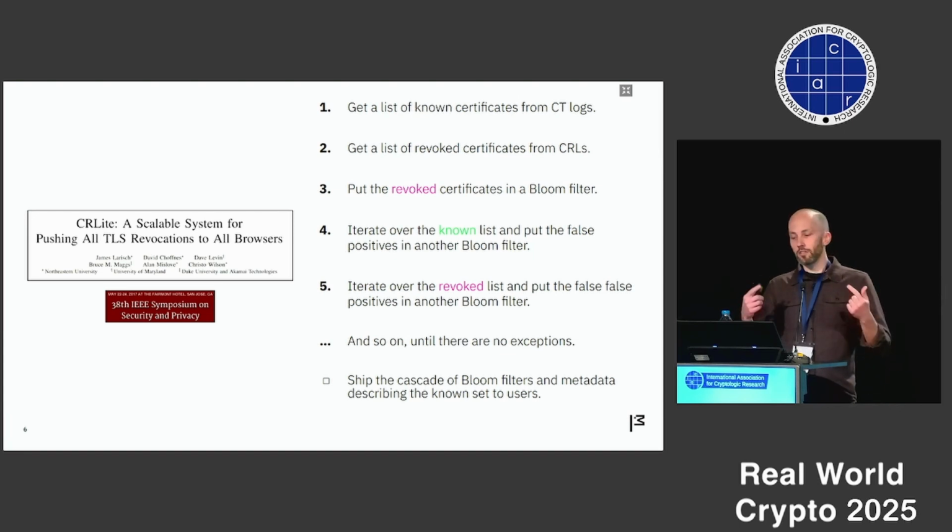And you keep doing that until you've eliminated all of the exceptions. You can then take that cascade of Bloom filters and ship it to users. Crucially, you have to include metadata about which certificates were known at aggregation time.